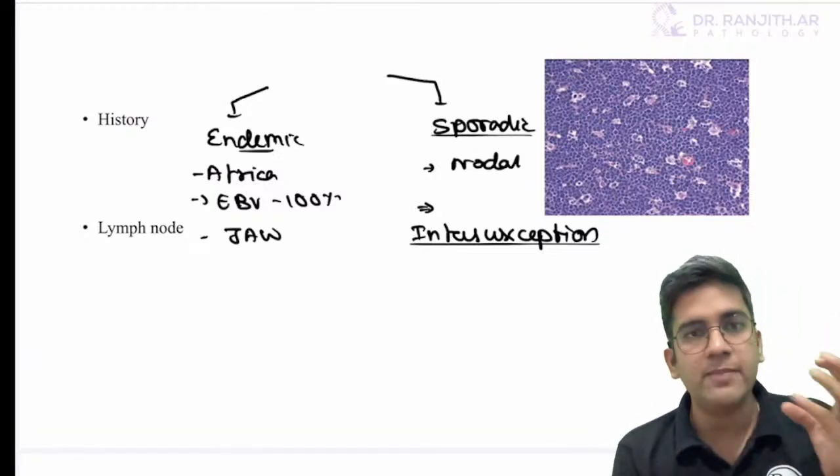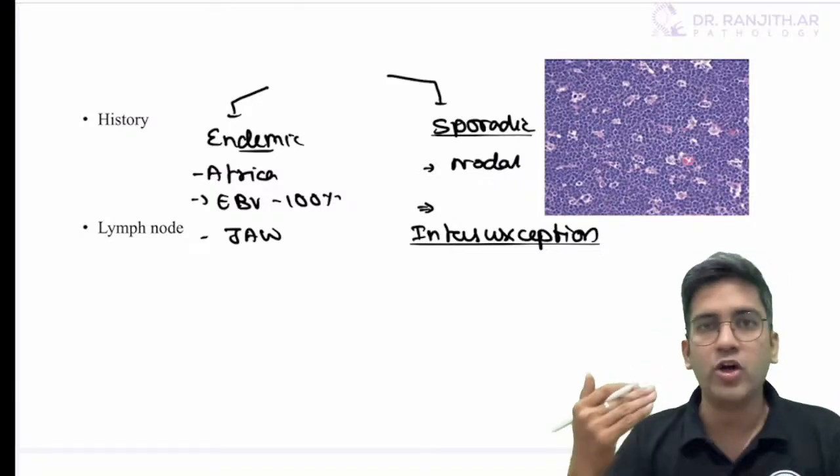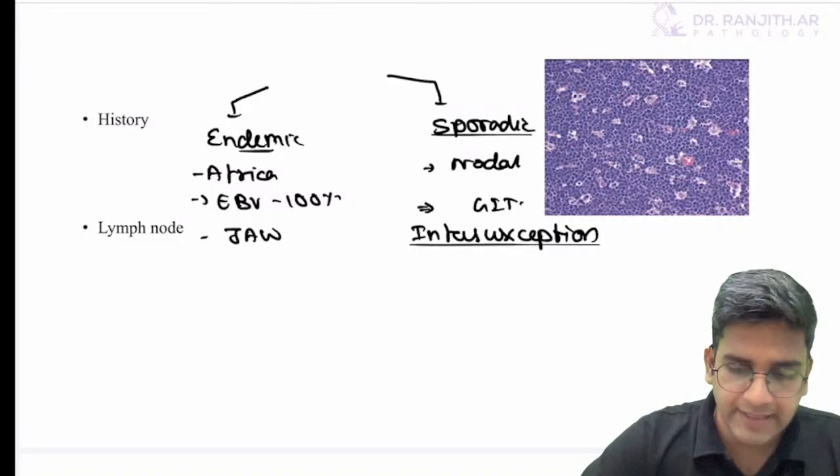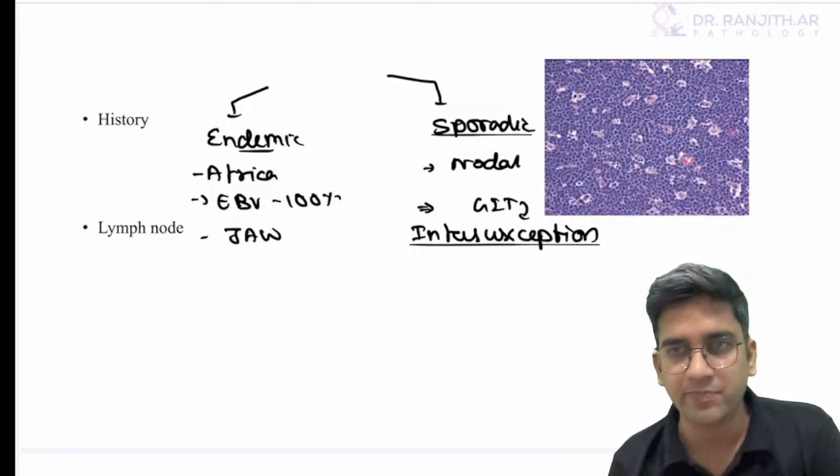Sporadic, endemic. Endemic is mostly in the jaw. Sporadic can be nodal or extranodal. Extranodal, it can present in the GIT. If it's presenting in the GIT intestine, it can present as intussusception. Fine, that should be enough.